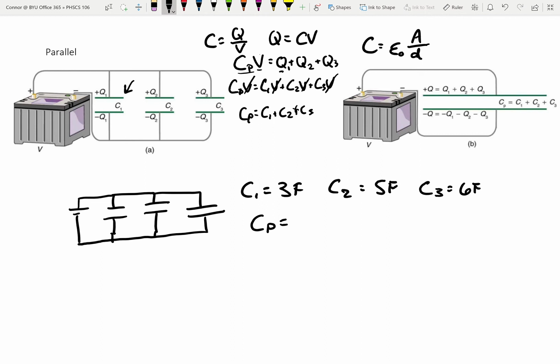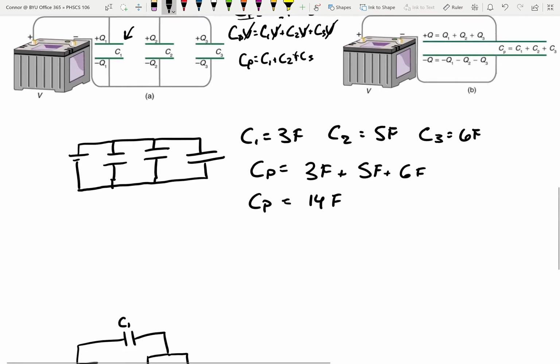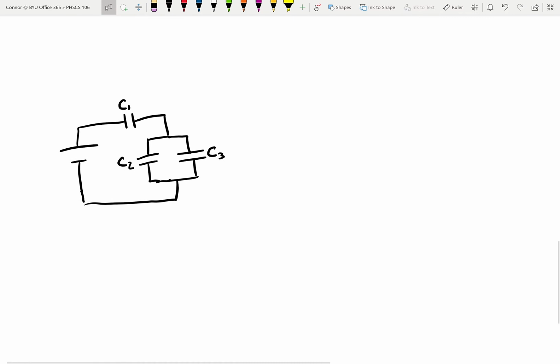Perfect. So pretty easy, right? Because all we're doing is we're adding these 3 capacitances together. So 3 farad plus 5 farad plus 6 farad. In total, we get 14 farad as our total capacitance when they're in parallel. Okay, perfect. So that's capacitors in series and in parallel. And now to finish up, we'll just do one more practice problem where we combine the two.